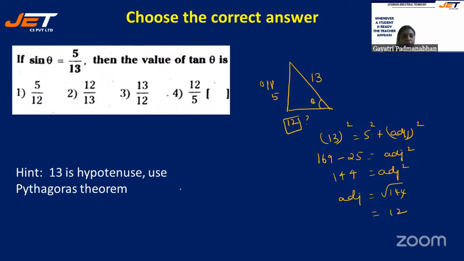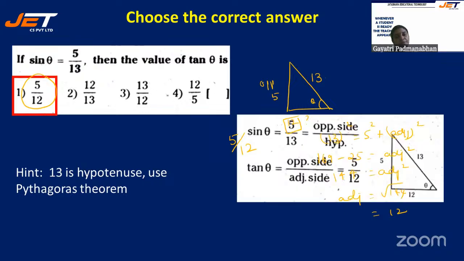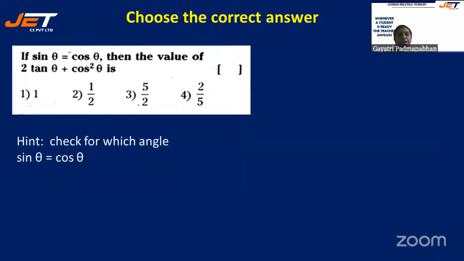Now, what is the value of tan theta? Tan theta is opposite side by adjacent side. The opposite side is 5 and the adjacent side is 12. So the answer should be option 1. All right, students, if you had opted for option 1, then your answer is right. The explanation is already done.